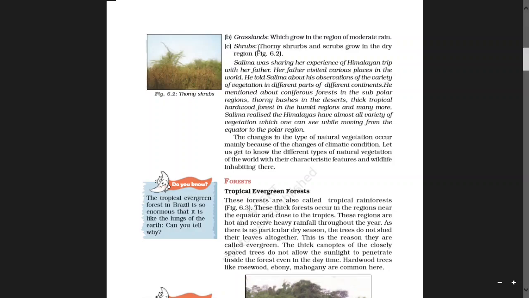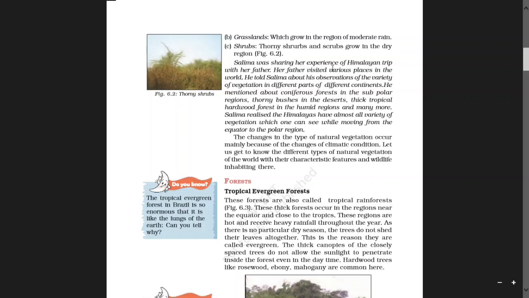Thorny shrubs and scrubs grow in the dry region, in areas where rainfall is less or there is no rainfall at all. These thorny shrubs and scrubs used to grow in those places.